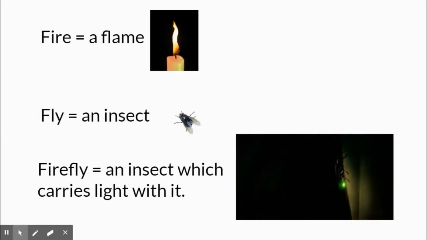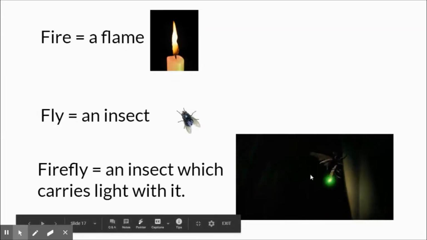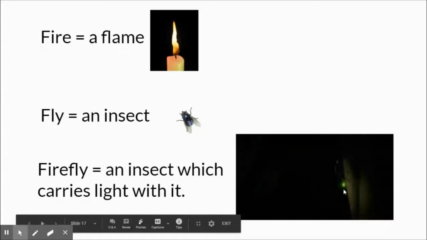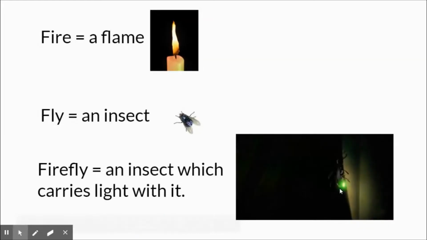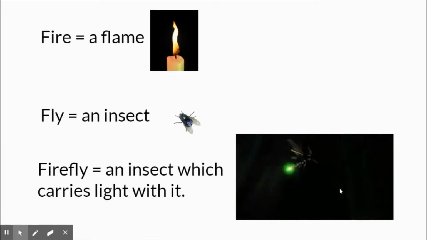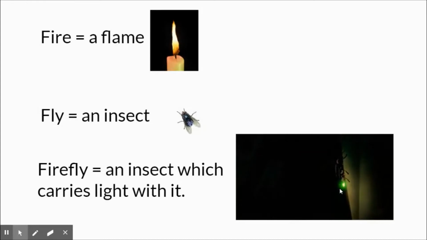So if you look at the illustration, you can see the little bug or insect flying, and it has a light on the back, right? Some of them have them on their eyes. I remember when I was growing up, the fireflies that I knew had the light in their eyes. So there are different types. This is a different kind, okay? So let's go ahead and look at the next word.